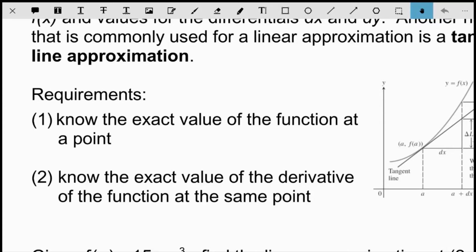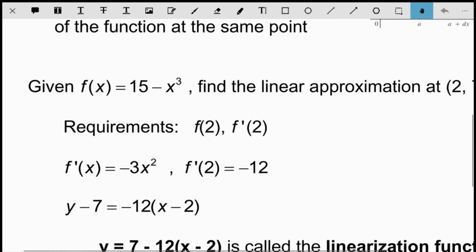Since we're using a tangent line essentially to approximate the value of our function, there are two things we need to know whenever we write one of these linear approximations or tangent line approximations. Remember, for the equation of a tangent line, we just need to know a point and the slope. That's how we find the equation of a tangent line. We need our point-slope formula, and that's what we're going to do here.